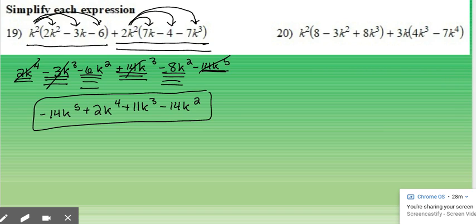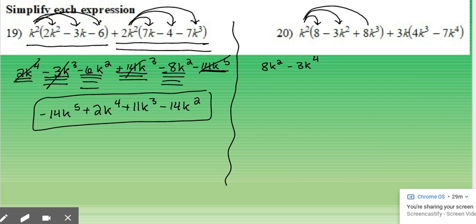Okay, last one here, distribute. So k squared times 8 is 8k squared. k squared times negative 3k squared is negative 3k to the fourth. Remember, when you multiply k's, you add the exponents. k squared times 8k to the third is positive 8k to the fifth. And the second one, that is a positive 3k. So 3k times 4k to the third is positive 12k to the fourth.